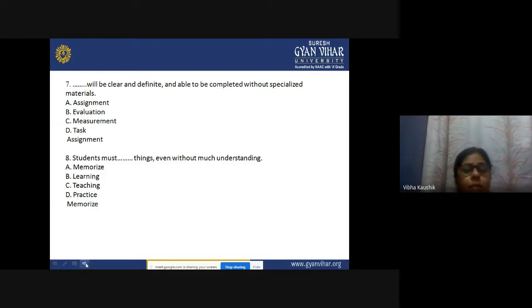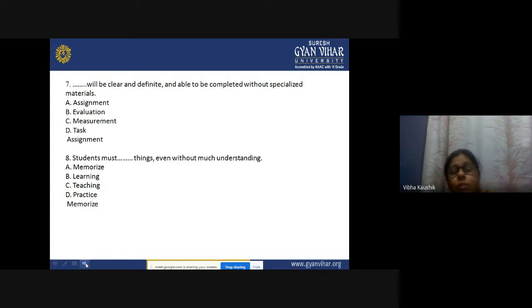Or students must practice things, they are practicing things but they did not understand the concept of that thing. So what will be the correct answer? Yes students, now the correct answer will be option A, that is memorizing. So we must say that students are in the habit of memorizing things, even before they understand the concept.